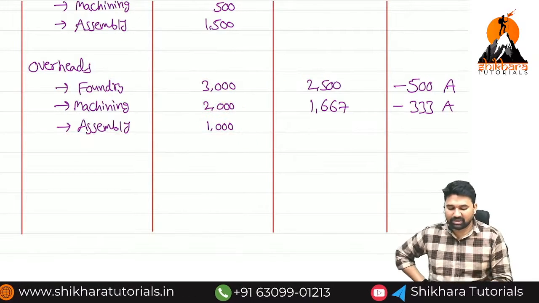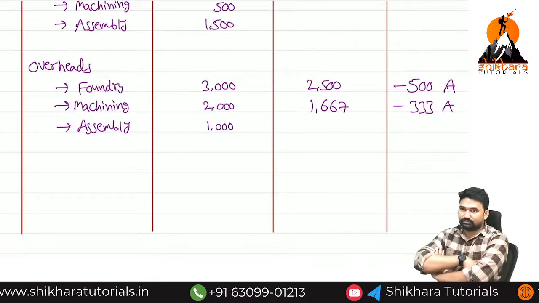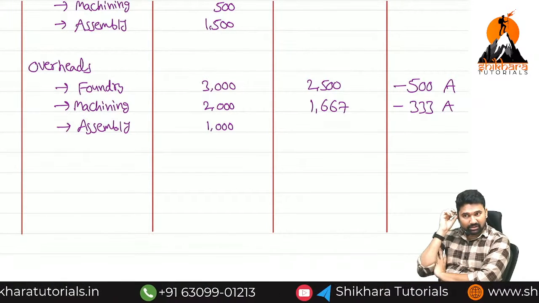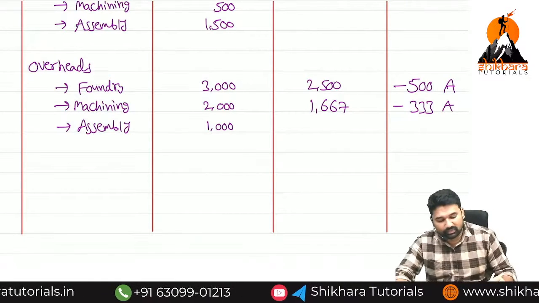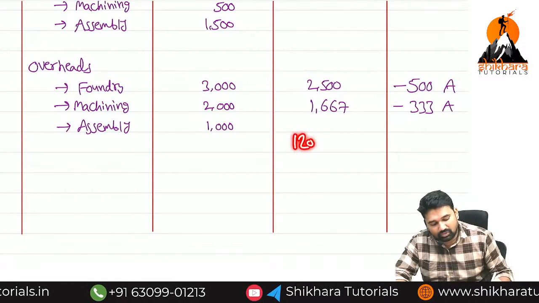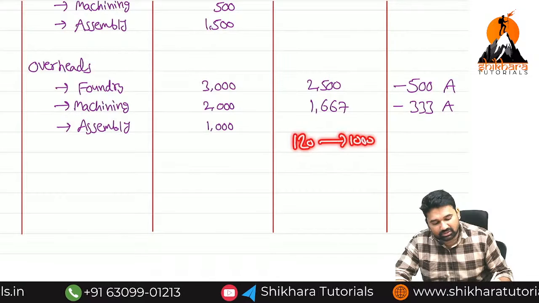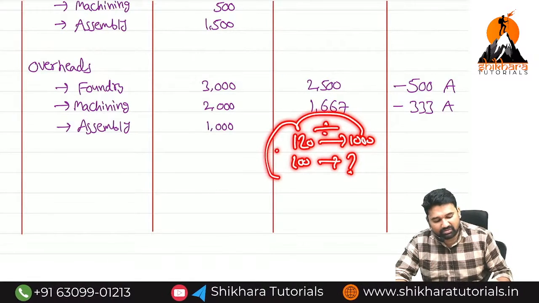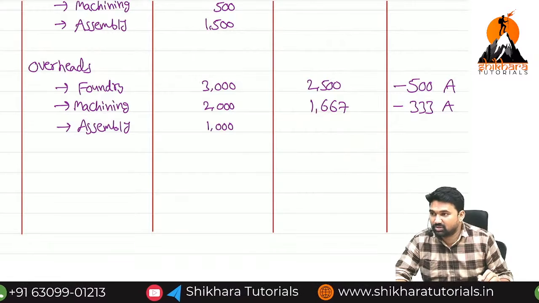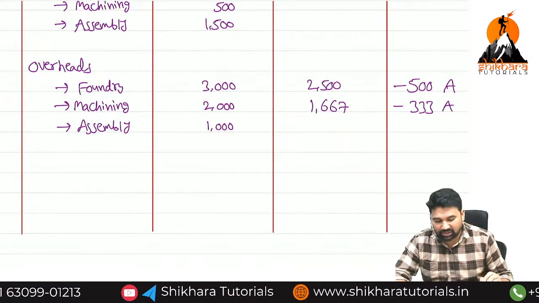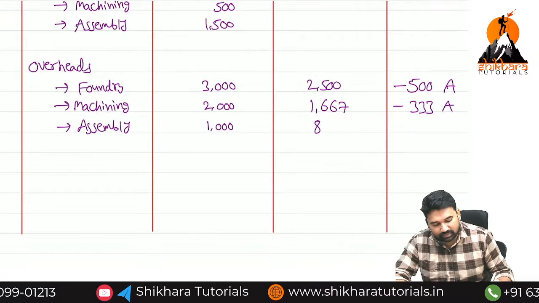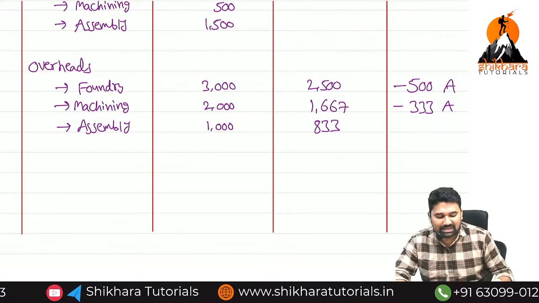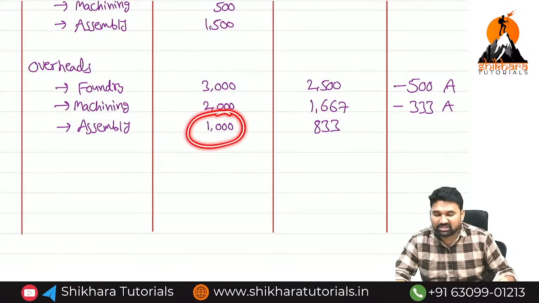So now tell me what is the budget? 833. How? 120 is equal to 1000. 100 is equal to how much? So 1000 divided by 120 into 100. How much? 833. So you planned 833, but actual expenditure is 1000.